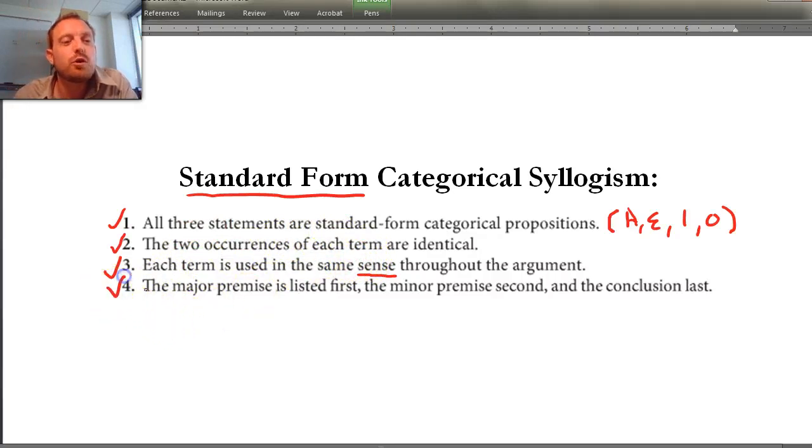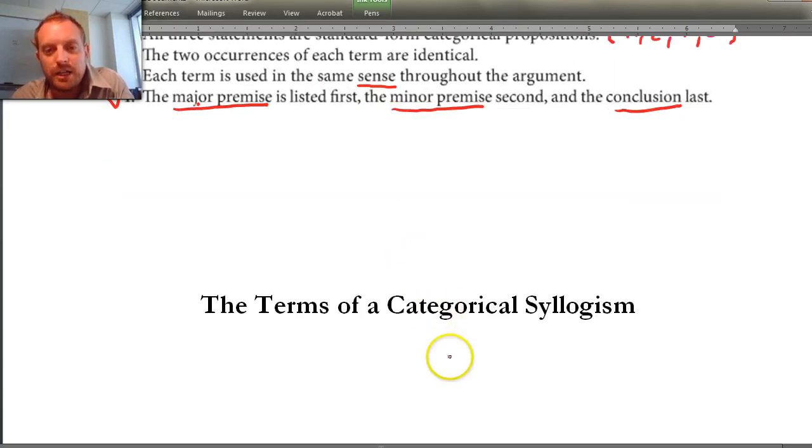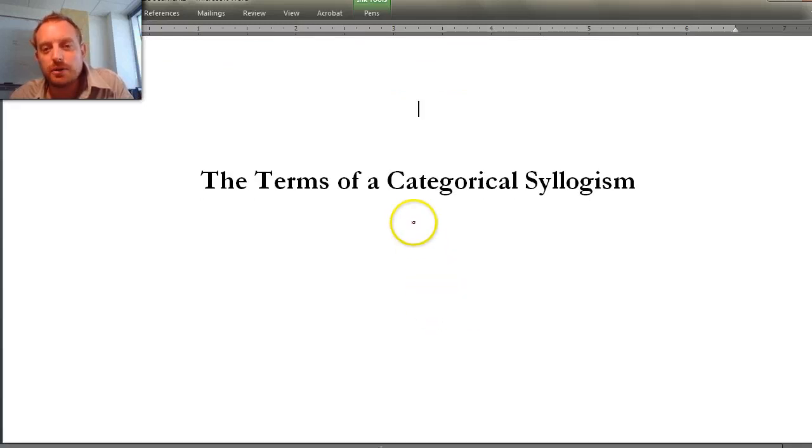Okay, the fourth criterion is that the major premise, and I'm going to explain what the major premise is in just a second, is always first. The minor premise is second, and the conclusion is last. And we'll talk about what the major and the minor premise is. In simple terms, the major premise is the first premise, and the minor premise is the second premise, but there's a little bit more to it than that, and it has to do with the major term and the minor term. So we're going to talk about that actually right now. Okay, so the terms of a categorical syllogism.